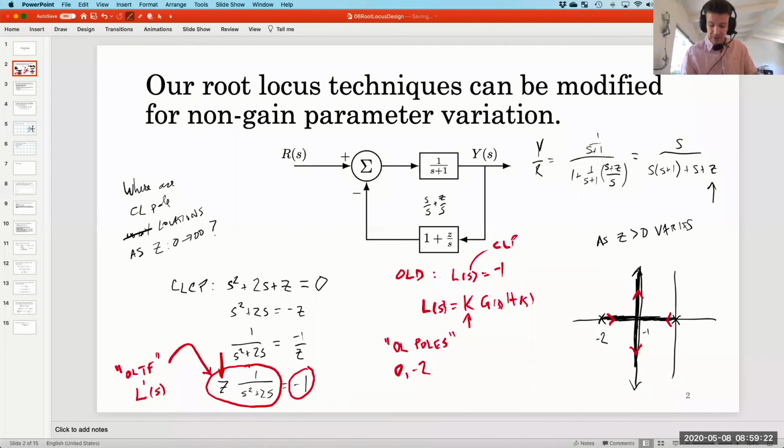The key here was we had to massage a problem that didn't look like it fit our mold for root locus into a form that does look like it fits the mold for root locus. And the key was starting with the closed loop characteristic polynomial and making it into a function with the variable in front of a function equal to -1. If you can do that, then you have changed a non-gain parameter root locus problem into a gain-like parameter root locus problem.